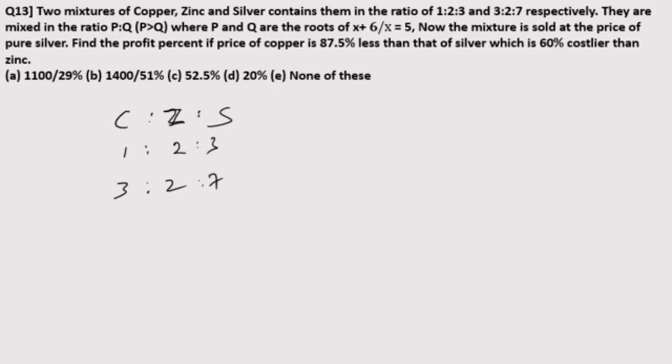Guys, before mixing anything, first you have to ensure the quantities are same or the units are same. Check the units of the first mixture. 1:2:3, the summation is 1 plus 2 plus 3, 6 units, and the second mixture 3:2:7, 3 plus 2 plus 7, 12 units. So first mixture is 6 units, second is 12 units. They are not in ratio 1:1. First you have to ensure that both the mixtures are in ratio 1:1.